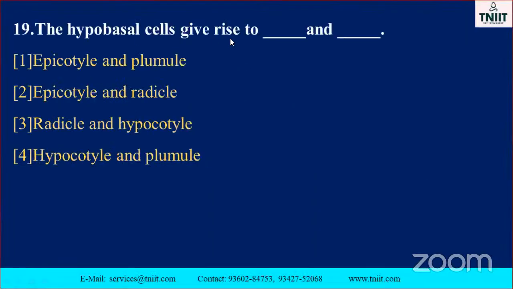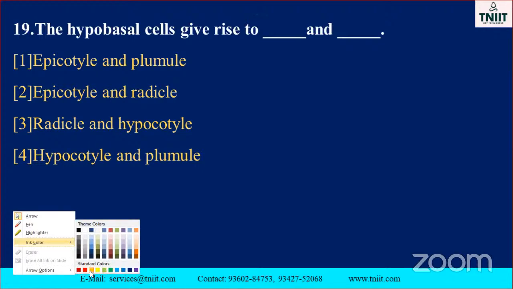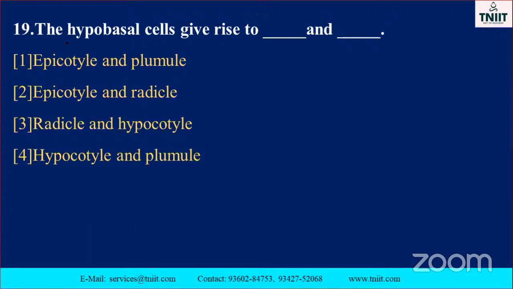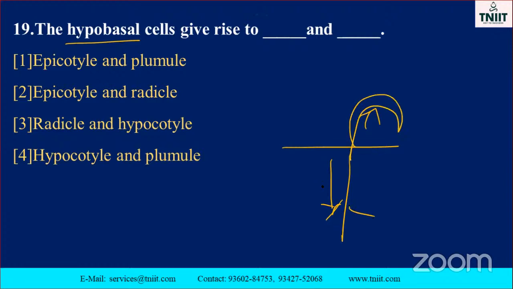Okay. And the next one is: the hypobasal cell gives rise to. Hypobasal also relates to the growth of the plant, growth of dicot and monocot plants. The hypobasal cell gives rise to dash and dash. Which one is correct? Hypobasal means below the soil. The basal part is the radicle, and the part above is the hypocotyl. The upper part has the cotyledon, and the lower part is the radicle.